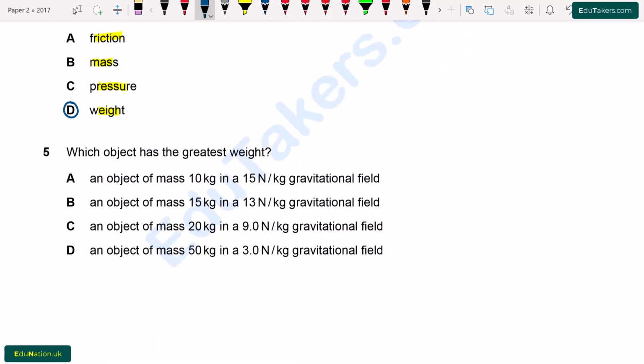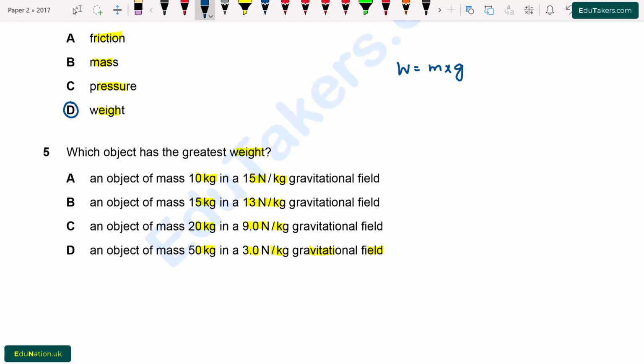Question number 5. Which object has the greatest weight? Option A, an object of mass 10 kg in a 15 Newton per kilogram gravitational field. B, an object of mass 15 kg in a 13 Newton per kilogram gravitational field. C, an object of mass 20 kg in a 9.0 Newton per kilogram gravitational field. D, an object of mass 50 kg in a 3.0 Newton per kilogram gravitational field. So here we have to find out the value of the weight. We know that weight is the product of mass and strength of the gravitational field.